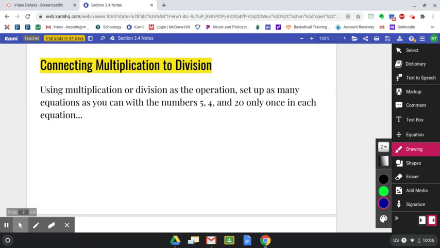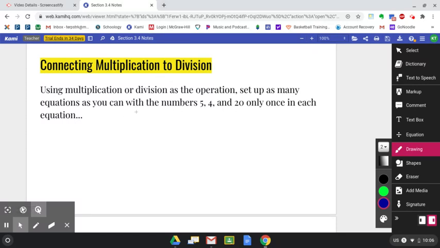All right, using multiplication or division as the operation, set up as many equations as you can with the numbers 5, 4, and 20 only once in each equation. So why don't you use multiplication, division, and set up as many equations as you can using those three numbers. And I'm going to pause here. Think of as many as you can.